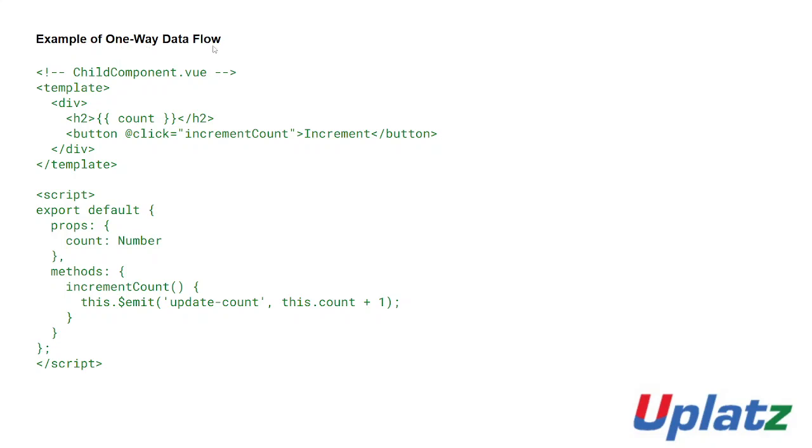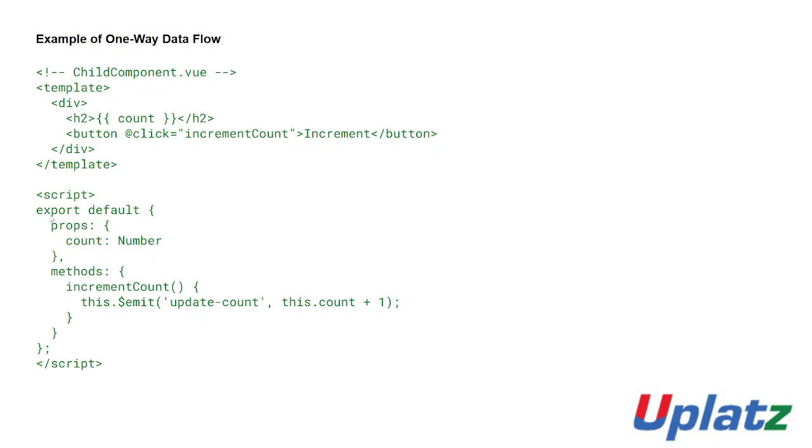Example: one-way data flow, child component dot view. Template tag, div tag, then h2 with count, and a button with at click, increment count. Let's see, how to increment? You can't change the count directly. So increment is there, button is closed, div is closed, and template tag is also closed.